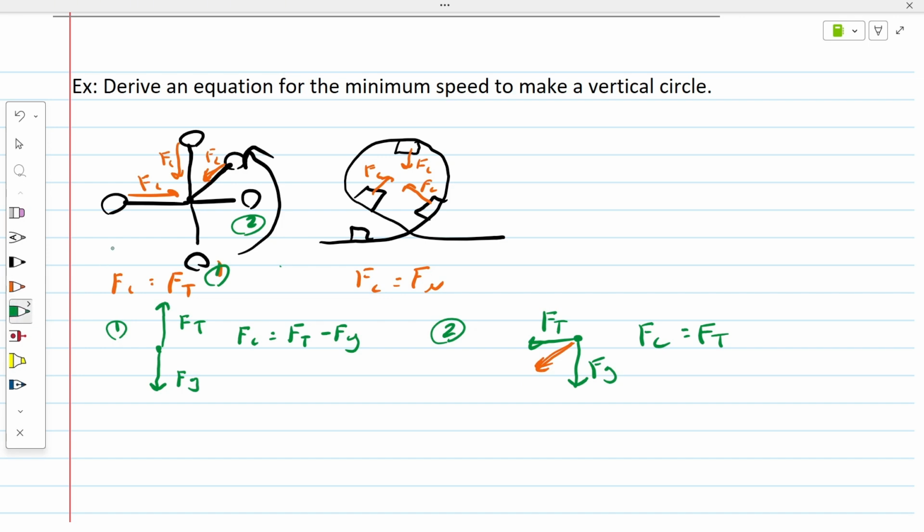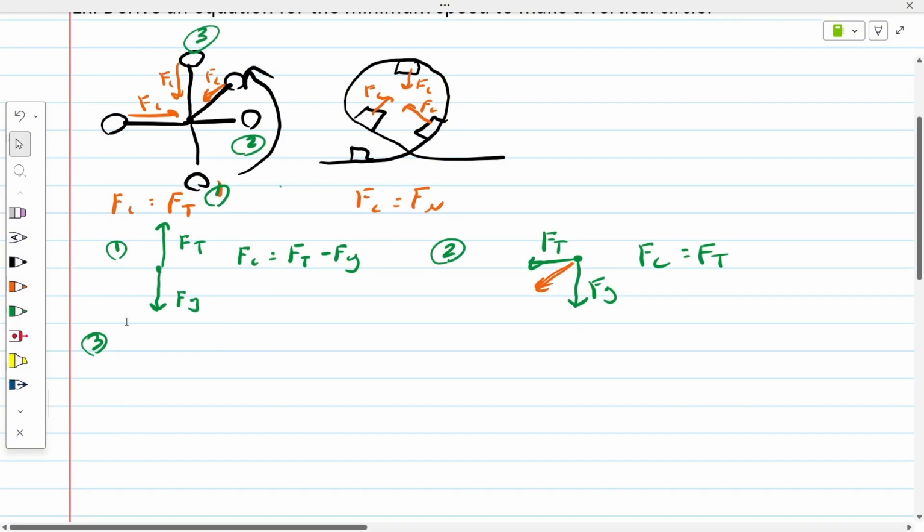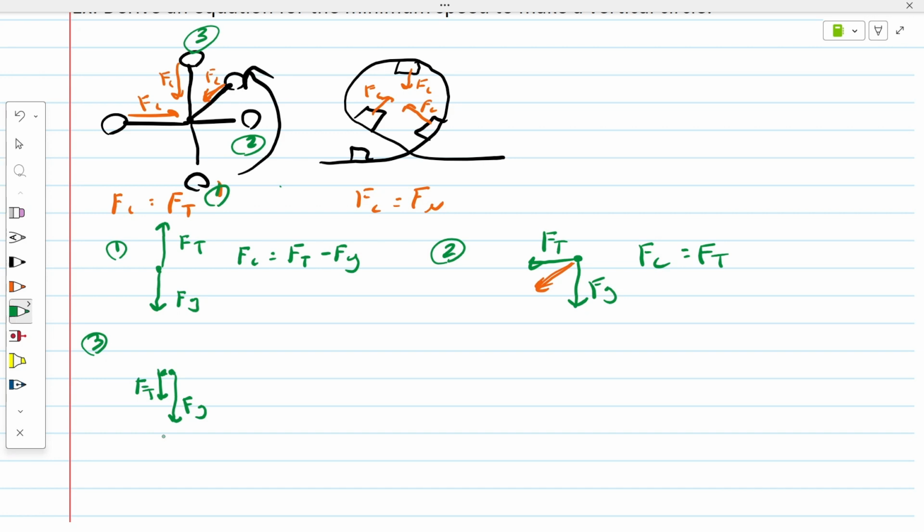But let's look at this top point, and this is what we really care about, our point 3. So at point 3, I'll scroll down a little bit here. At point 3, our free body diagram will have force due to gravity coming down, and at the same point, force tension. And so our centripetal force is going to be equal to this force tension plus force due to gravity.